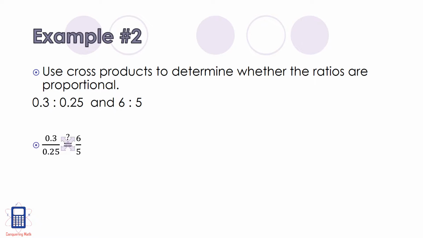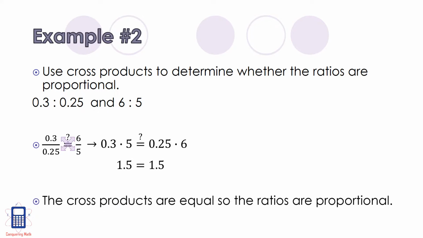Next, we cross multiply. And so now we have 0.3 times 5 equals 0.25 times 6. If we multiply each side out, we have 1.5 equals 1.5. This is true. So the cross products are equal, so the ratios are proportional.